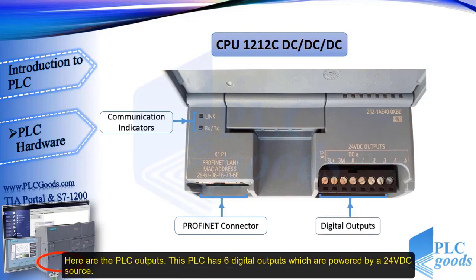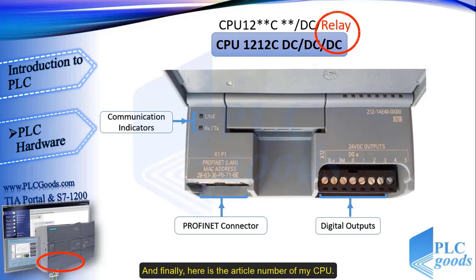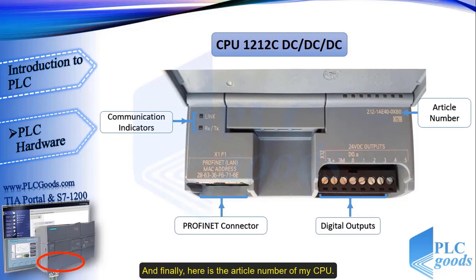Here are the PLC outputs. This PLC has 6 digital outputs which are powered by a 24 VDC source. Some PLCs use relay outputs. These PLCs use the word relay in their model's name instead of DC. And finally, here is the article number of my CPU.